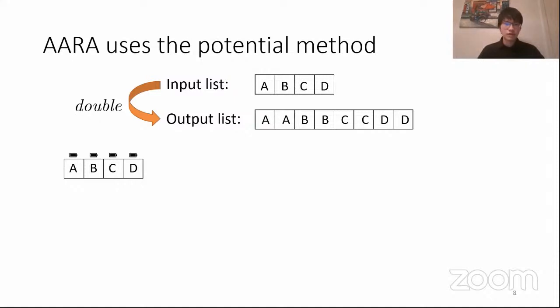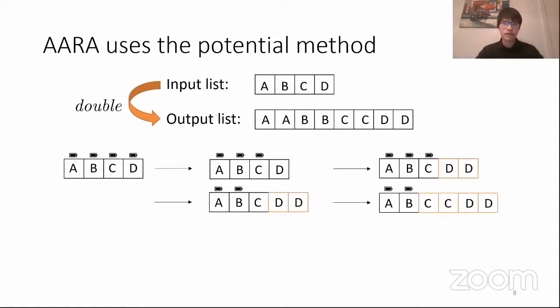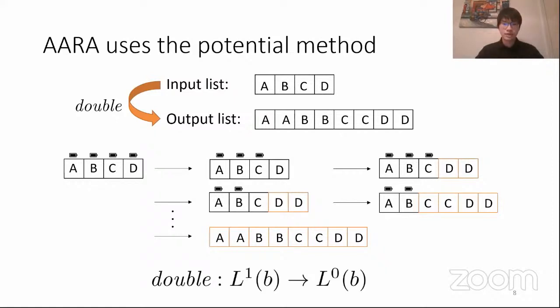If the double function is implemented using recursion, the last element will be processed first. So the potential in the last element is consumed, and we duplicate this element. Next, to process the next element, we consume its potential and duplicate it. This process continues, and the final output is a list storing 0 potential in each element. Therefore, we can type the double function as capital L with a superscript 1, arrow L with a superscript 0.